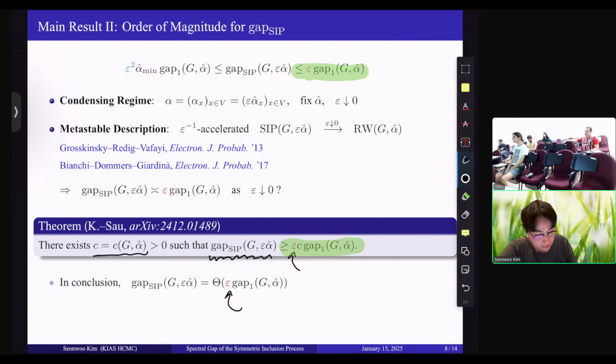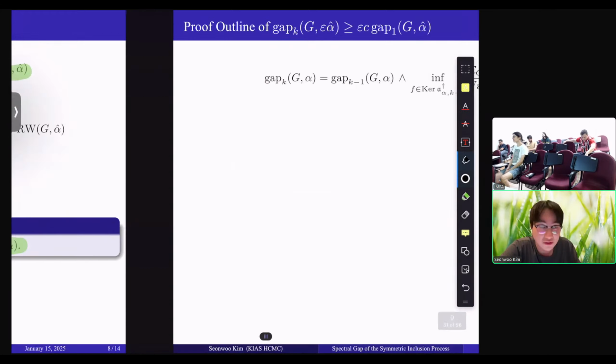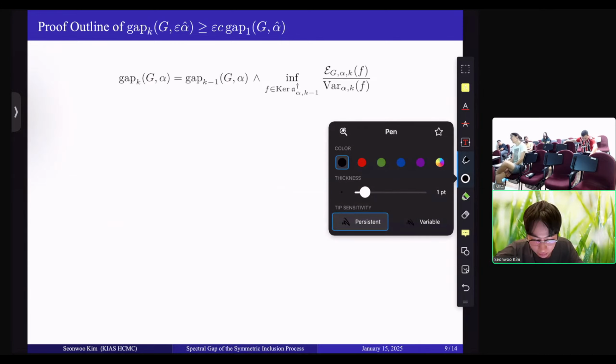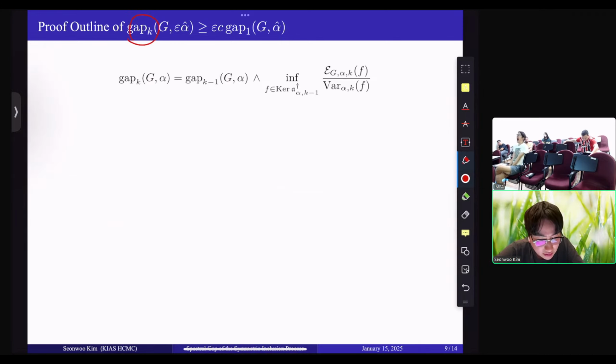Okay. So it's quite impossible to give all the details that I did in the first main result. So I'll just give a sketch of proof and some key ideas. We are trying to prove this lower bound, such that the gap is lower bounded by epsilon times some constant, which just depends on fixed structures.